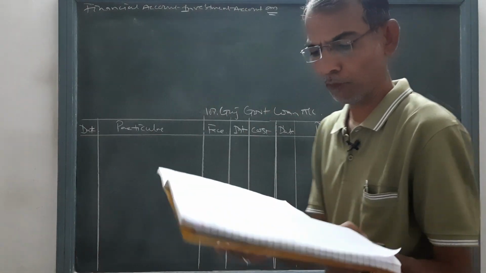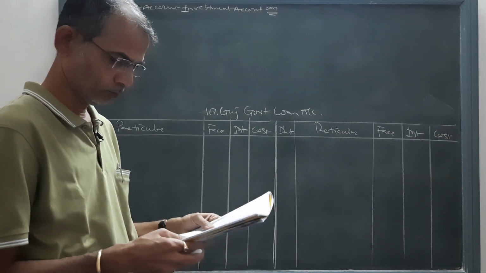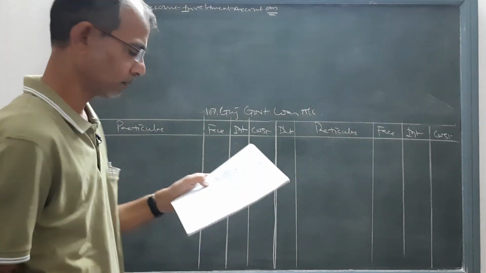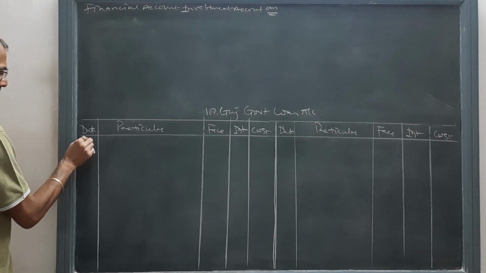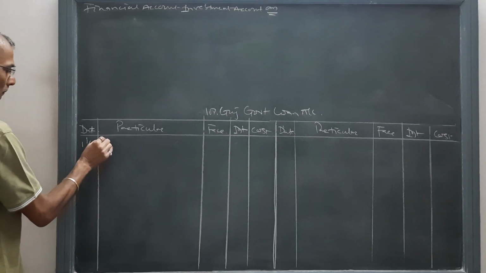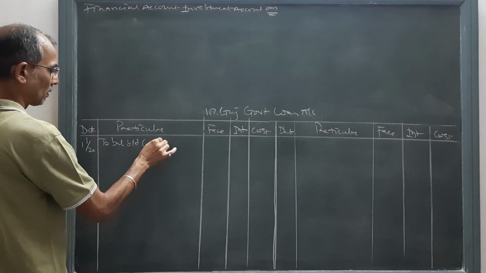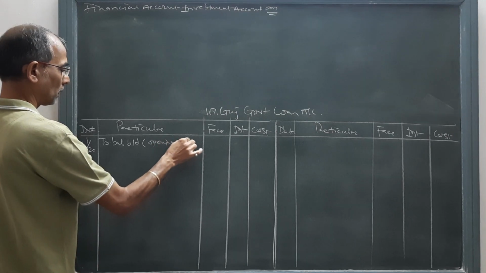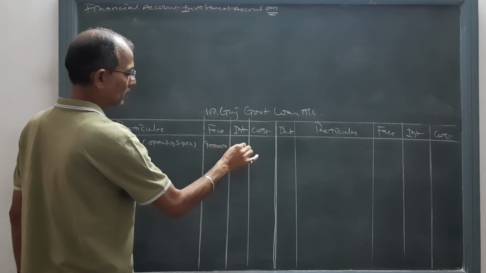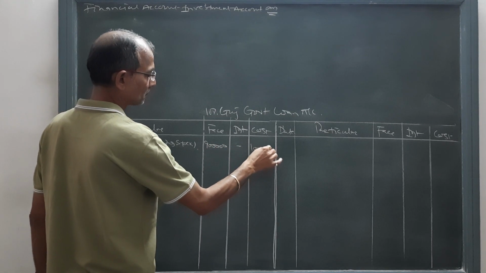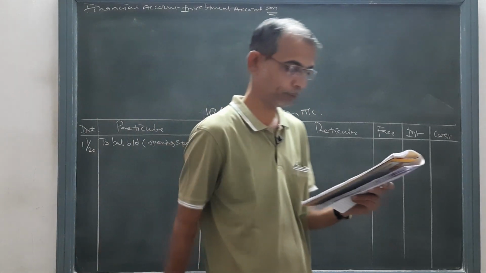Now students, first of all, opening stock is given: face value 9 lakh and cost price 10 lakh on 1/1/20. To balance b/d, that is, opening stock face value is 9 lakh and cost price is 10 lakh.